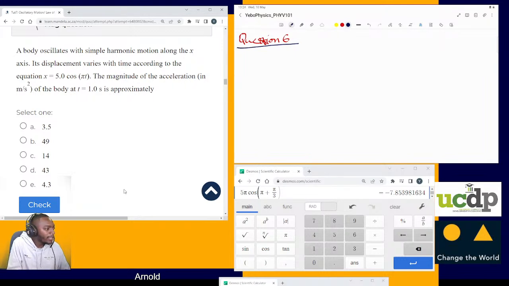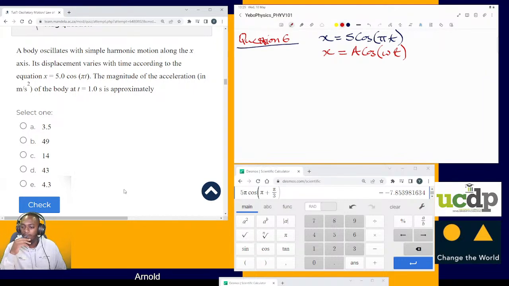So we start by writing our equation. x is equals to 5 cos pi t, which is identical to x equals to a cos omega t. So now, to break down that question, we're given a displacement time expression, and we now know that having a displacement time expression, you can differentiate that expression and obtain a velocity time equation.